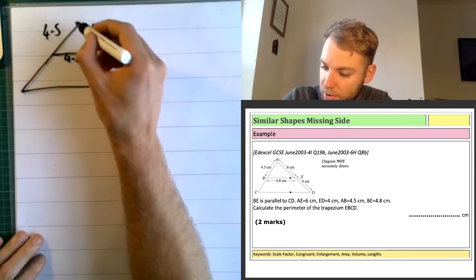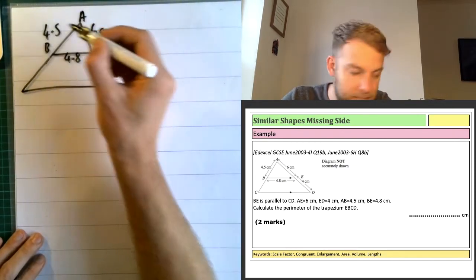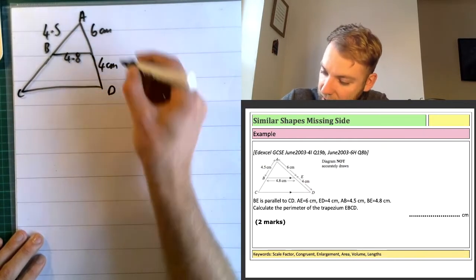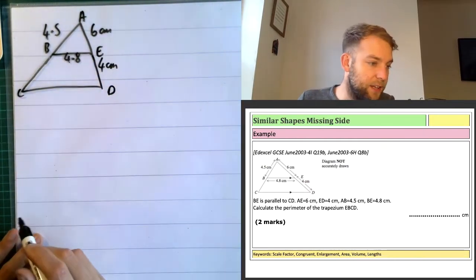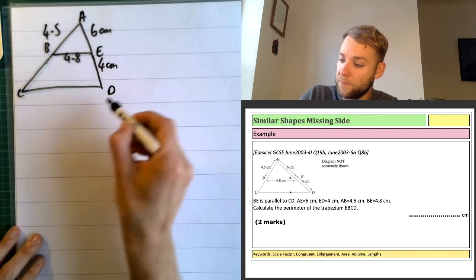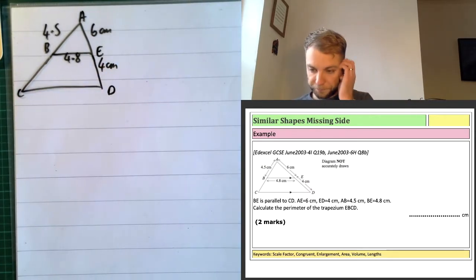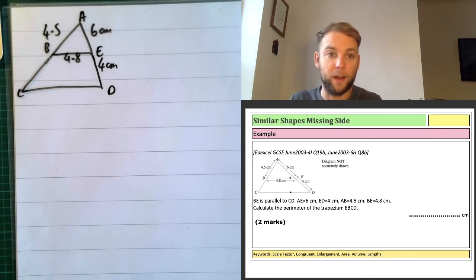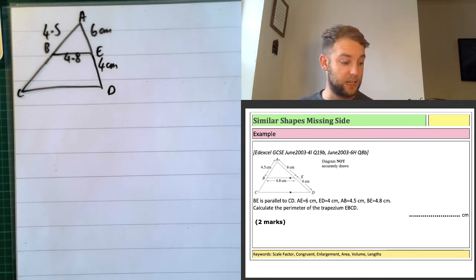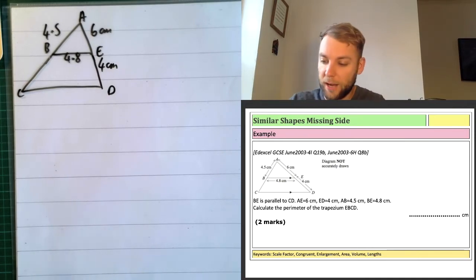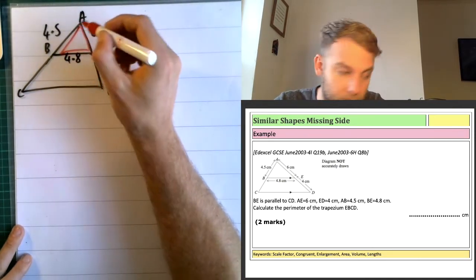Let's write them down. So A, B, C, D, E, and it says calculate the perimeter of the trapezium at the bottom, so this part here, okay? So, the same starting point as every single one of these. The first thing I'm going to do is I'm going to draw out the two shapes. So I've got a smaller triangle here.